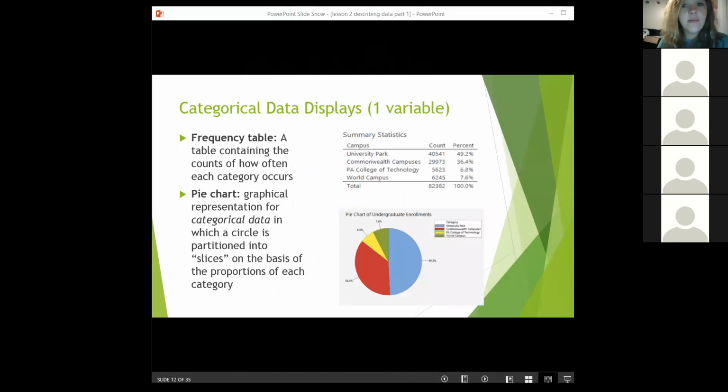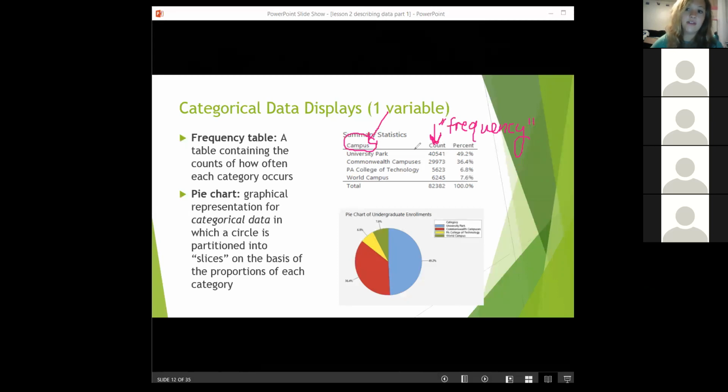So a frequency table is literally what it sounds like, the frequency of a variable. So in this case, for this frequency table that I drew here, our one variable is going to be campus, the type of campus, like the name of the campus. That's going to be our one variable. And then this is the frequency part of our table.